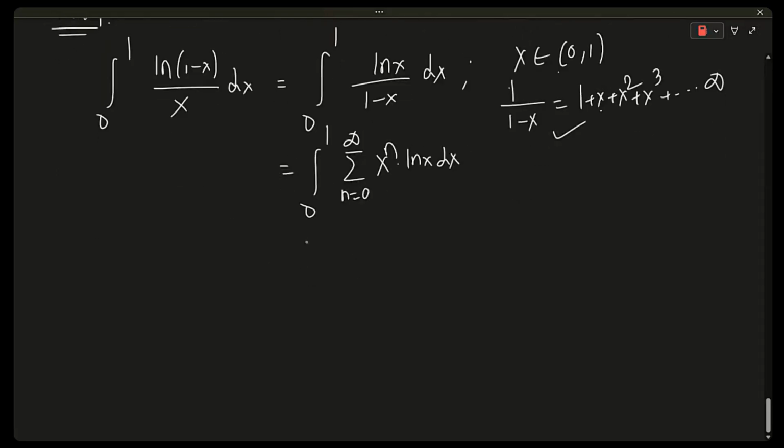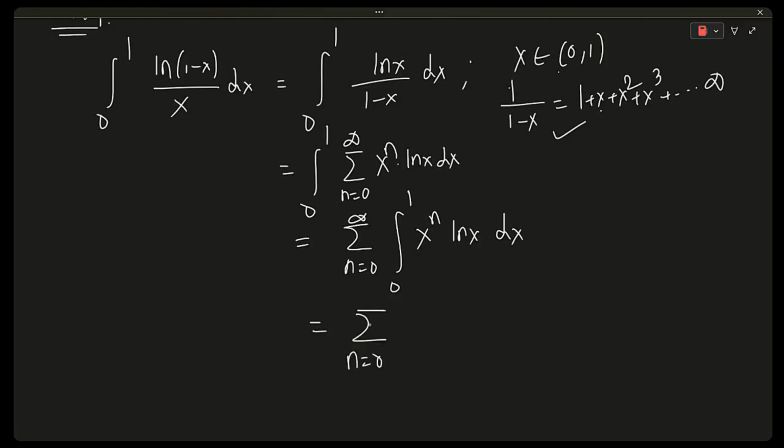Correct? This would mean I can again swap the summations and integrals and write it as the summation n equals 0 to infinity of the integral from 0 to 1 of x to the power n ln of x dx. And again, summation n equals 0 to infinity. This thing is nothing but minus 1 by n plus 1 whole square. And this is again the same as 1 by 1 square and so on, which would be a minus obviously, minus pi square by 6.